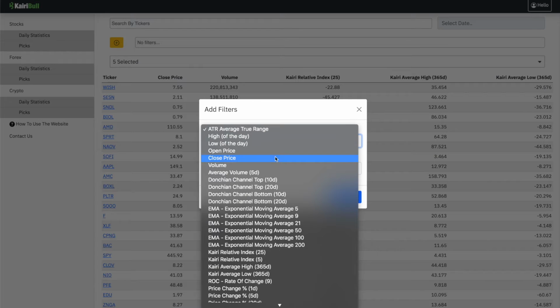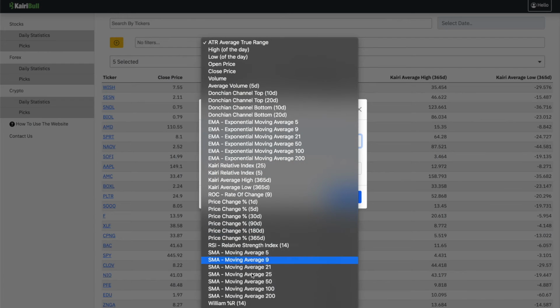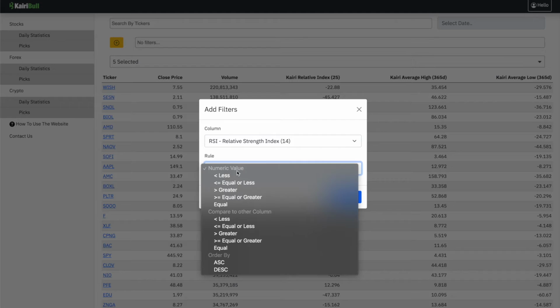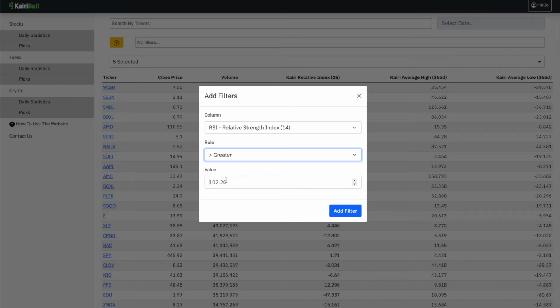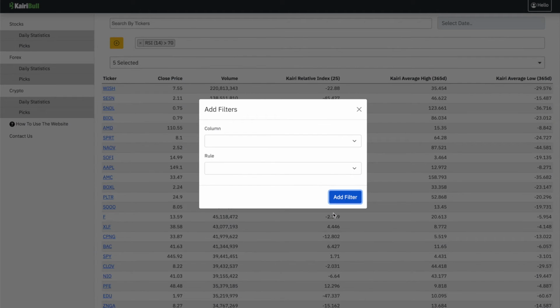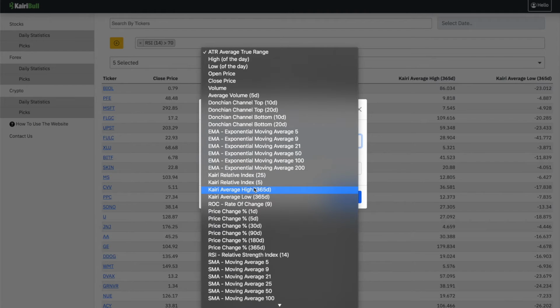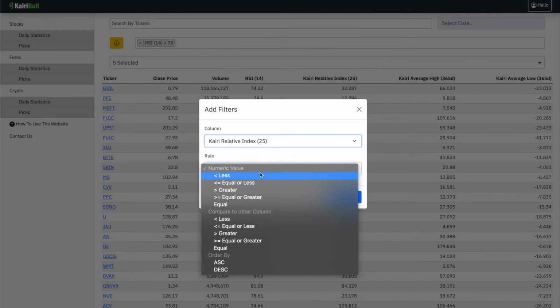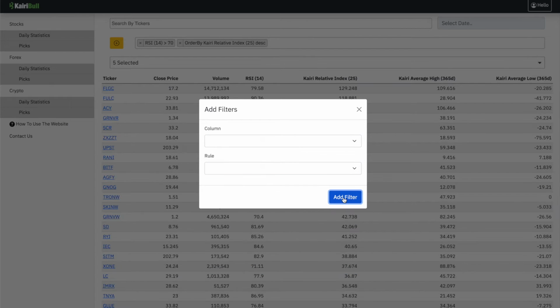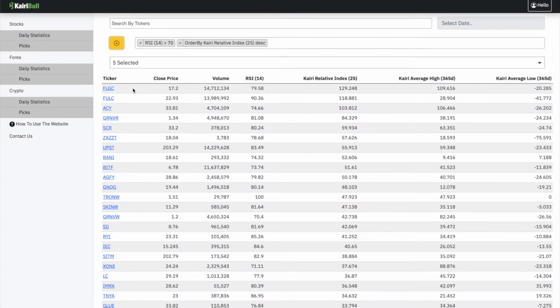As you can see here, we have the Williams relative index. For example, let's say you want to trade stocks where the RSI is above, comparing with a numeric value, greater than 70. Okay, no problem. And as you can see, 479, 83, 90. You can even order them. You can come here, Kyrie relative index, order by descending, and now you can see this stock here.